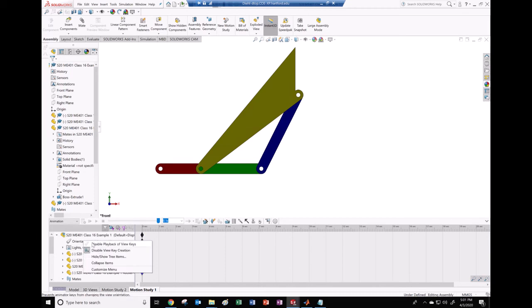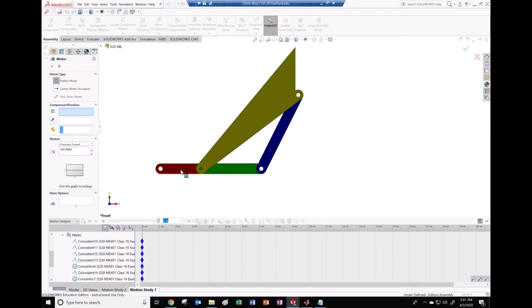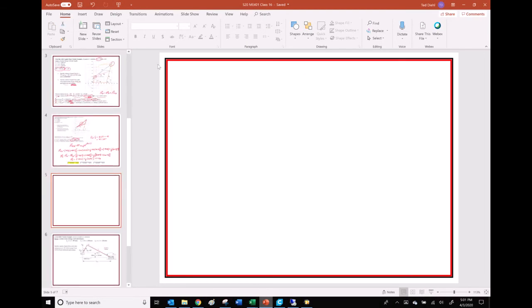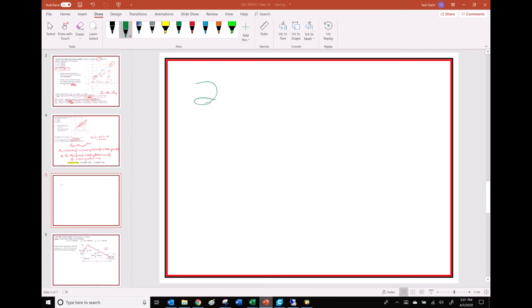One thing I'm going to do is disable the creation of those keys, because I hate that. Instead of animation, we're going to have motion analysis, right? And we want to apply a motor to this crank. It's going the correct direction, but we're in RPM, and we want to be in radians per second. So let's calculate that. I'm going to go back over here and write all this down. So I'll write my calculations: that 25 radians per second.